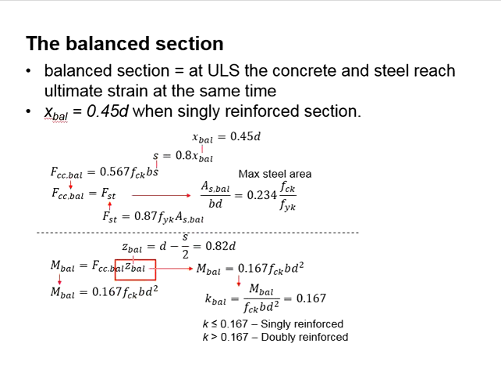The z at the balance state is worked out on the basis of 0.45d. As for the force of the concrete at the balance state, it is also worked out on the basis of 0.45d, which is this one. Now the moment acquired here will also be on the basis of 0.45d. Rearrange this, you get this, and this whole thing represents the K balance.